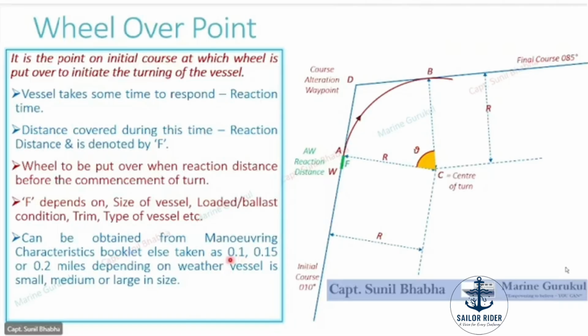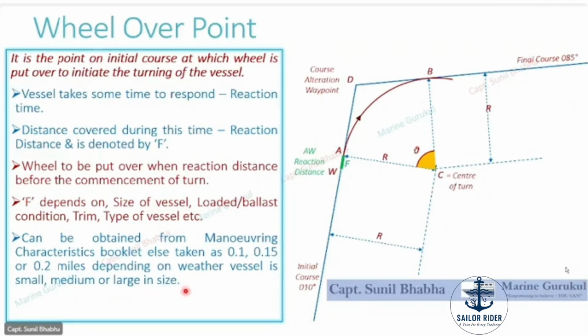So 0.1 mile or 1 cable for small ships, 0.15 miles or 1.5 cables for medium ships, and 0.2 miles or 2 cables for a large ship. Now there is no definition for small, medium and large vessel. You will have to fit your ship in one of these categories and then pick up these values of the reaction distance to be used to identify the wheel over point.